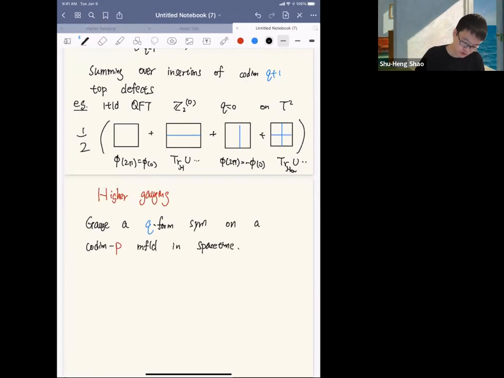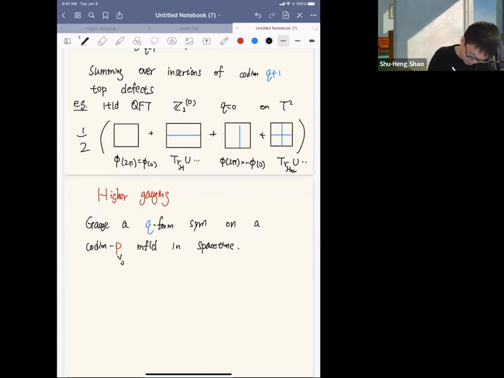So now I'm not gauging the whole system. I'm only gauging on a higher codimension manifold. That's why I call it a higher gauging. Maybe you argue that it should be called lower gauging, but you know, higher gauging just sounds better. Now, here I choose P to be greater than zero. So since I'm only gauging on a higher codimension manifold, I'm not changing the bulk of the quantum field theory. The bulk quantum field theory stays the same, but gauging it only on a codimension P manifold will engineer a new topological defect.